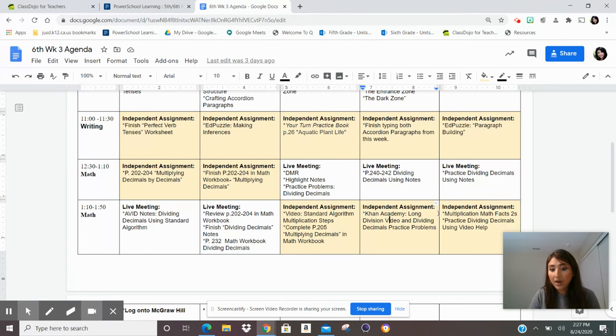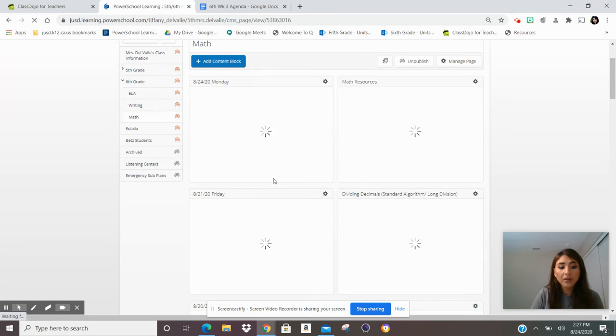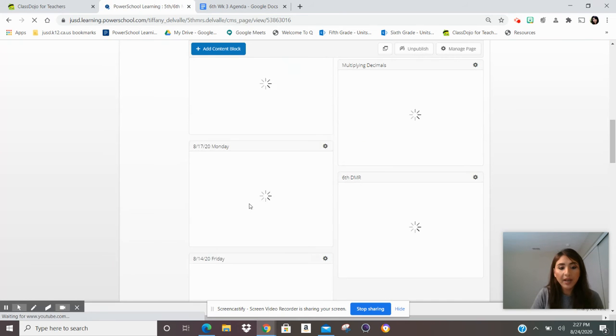And then they did Khan Academy. Again, that's a platform. They watch videos, they answer questions. It's not something they hand in. And then they did math facts, the 2 math facts, and practice dividing decimals. They ended up not doing that. So they just had the 2 math facts on Friday. And so for math, she knows, again, look back at last week, Monday through Friday.